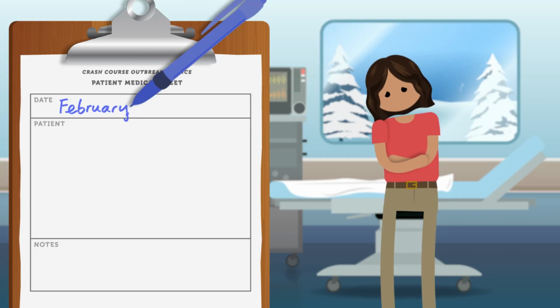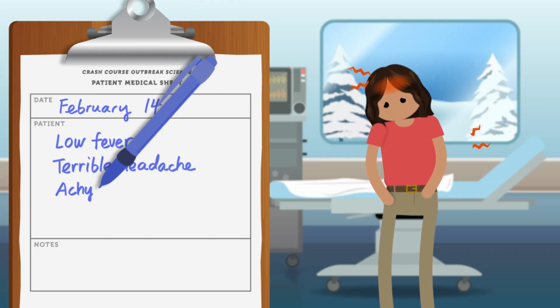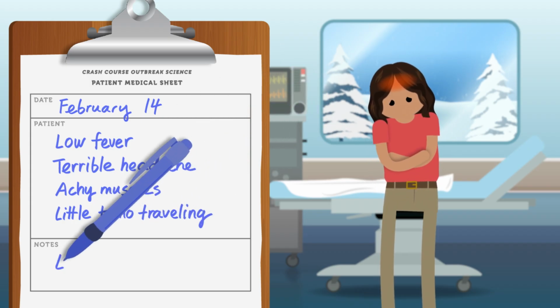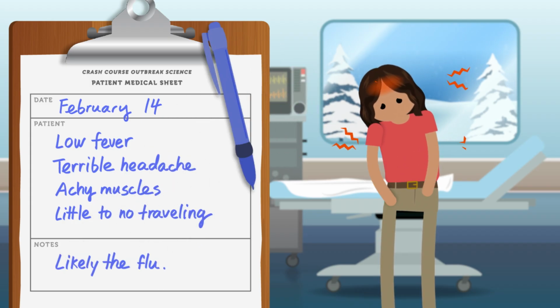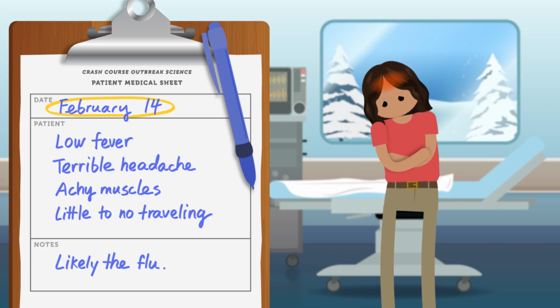After recording the particular symptoms and signs from a patient, we're ready to make an educated guess as to why the patient might be ill. Consider a patient who turns up in mid-February with a low fever, a terrible headache, and achy muscles in an average US city, who hasn't done much traveling recently. Given the symptoms, a doctor might suspect this is a case of the flu. While other diseases also present the same symptoms, the middle of February is peak flu season in the US, and the flu spreads more easily in cities.